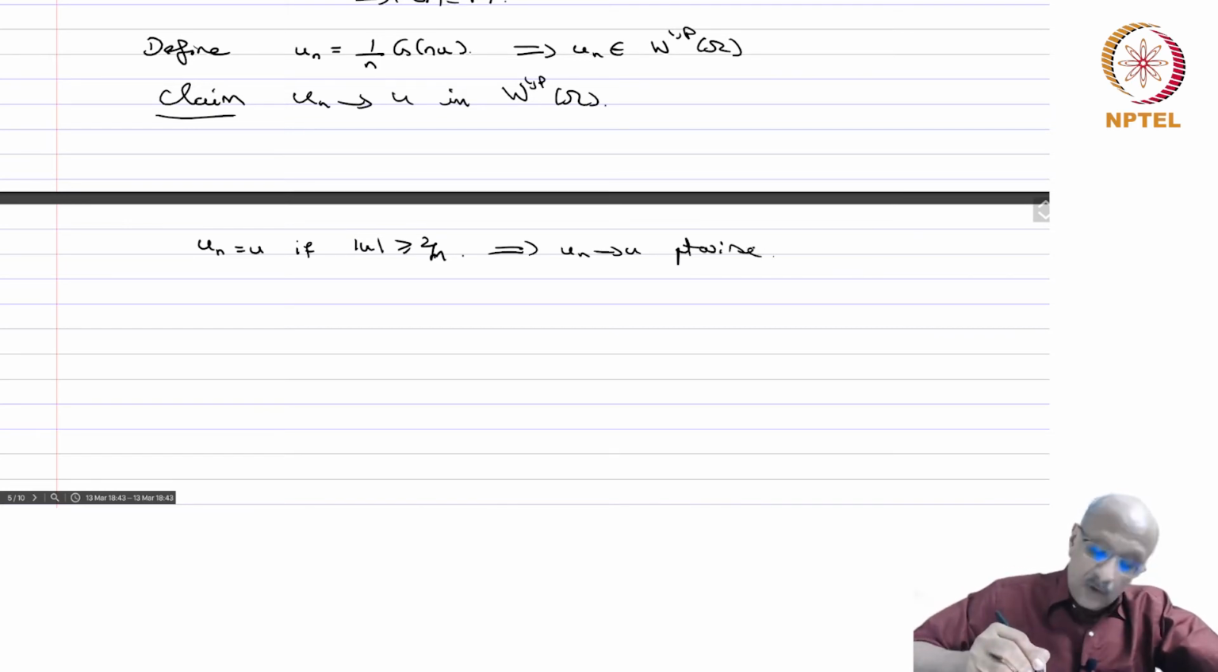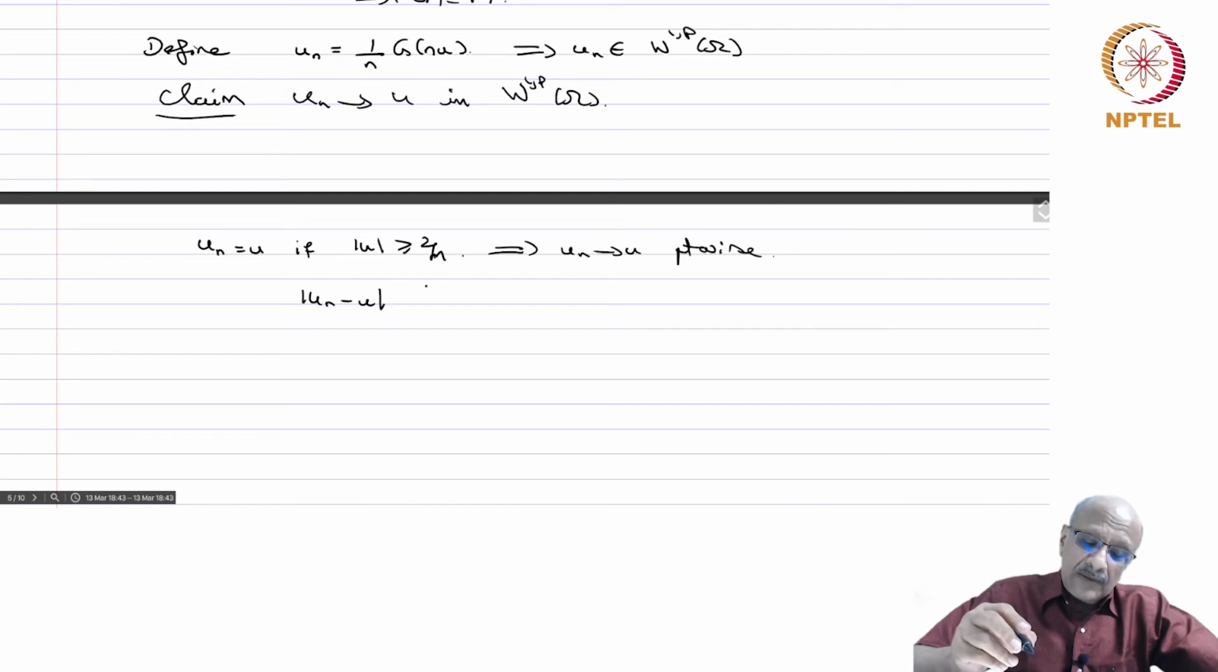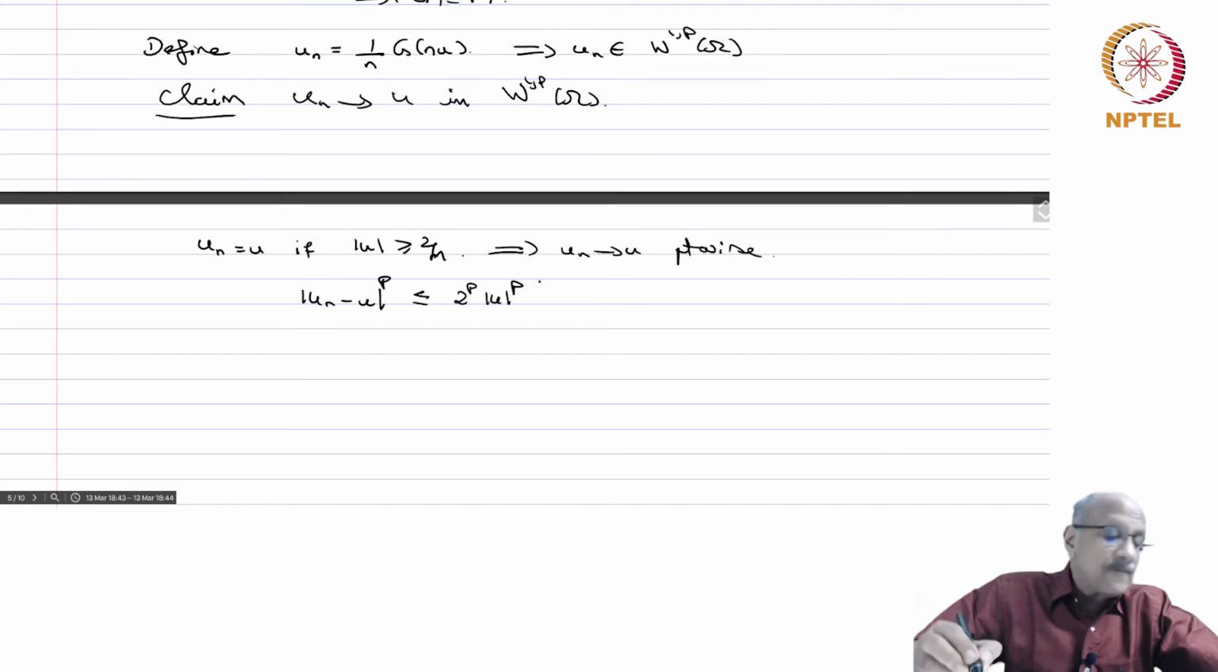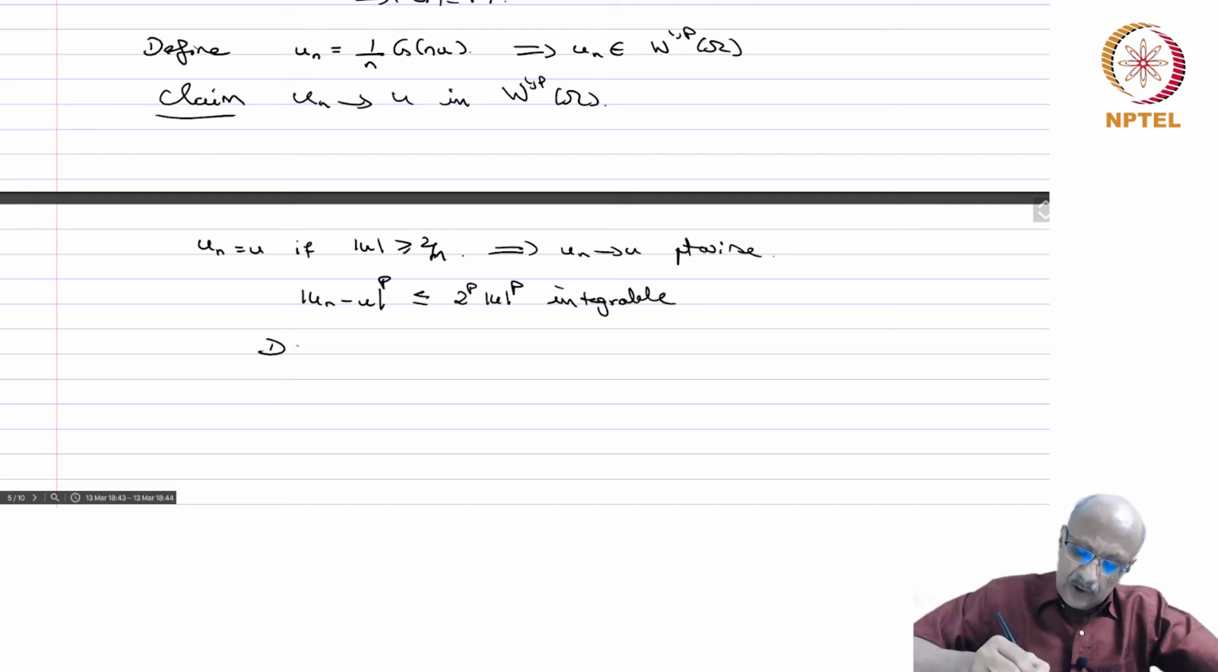Okay, and also |u_n minus u|. So |u_n| is less than or equal to |G(t)| which is less than or equal to |t|. So for 1 by n G of nu, the modulus is less than or equal to |u|. So |u_n| is less than or equal to |u|. So this to the power p is less than or equal to 2^p |u|^p, and this is integrable. So by the dominated convergence theorem, this implies that u_n goes to u in L^p(omega).